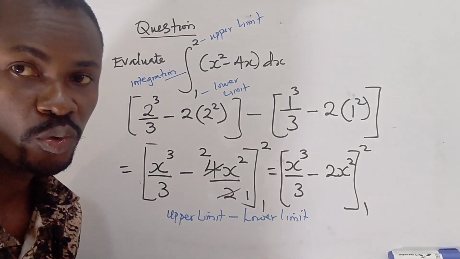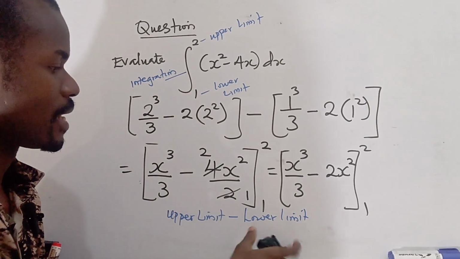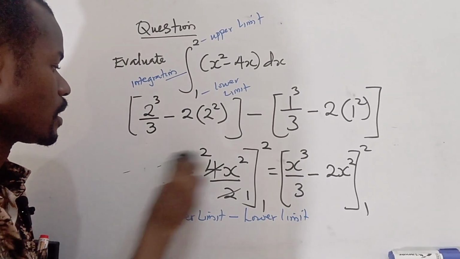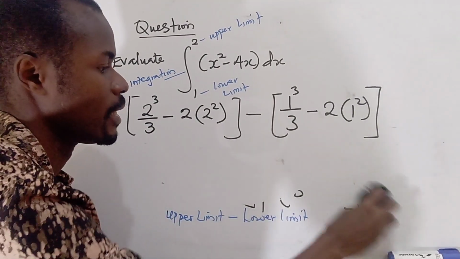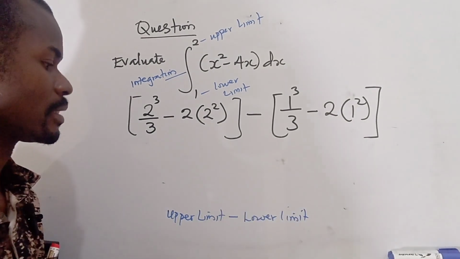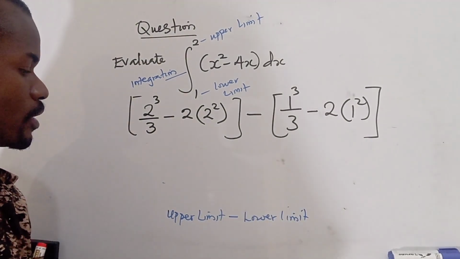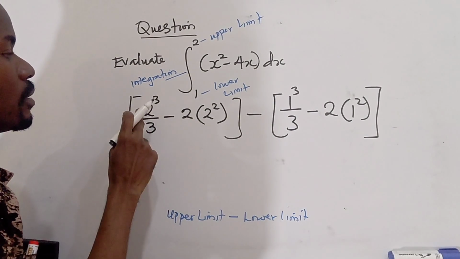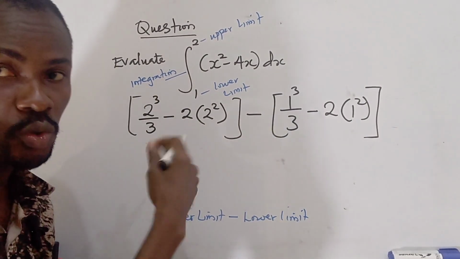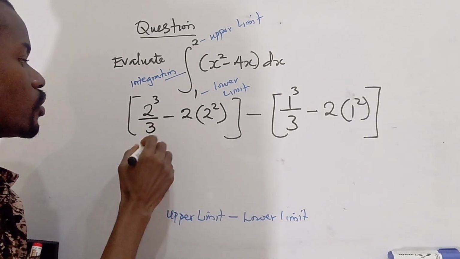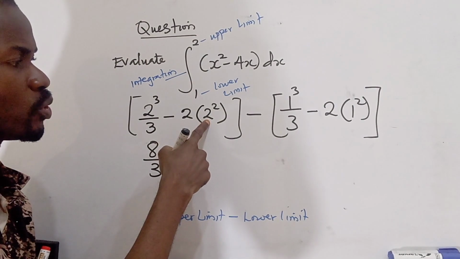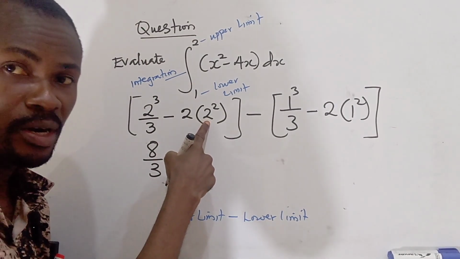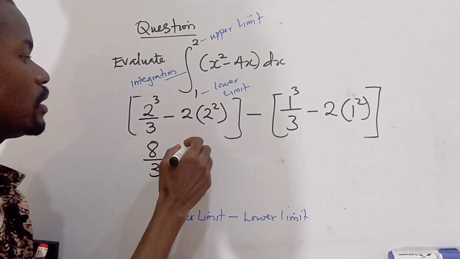So we'll be able to input our upper and lower limit. Now let's see what values we are going to get for the upper and lower limits and simplify further. Now for the upper limit, if I solve this, 2 raised to the power of 3 means 2 times 2 times 2, which is 8, over 3, minus 2 raised to the power of 2, which is 4 times 2, is still 8.